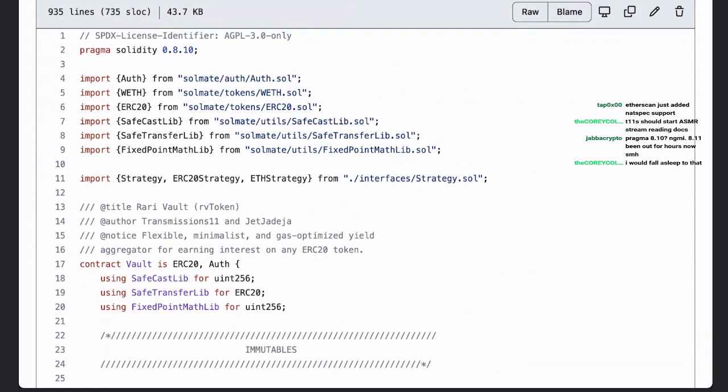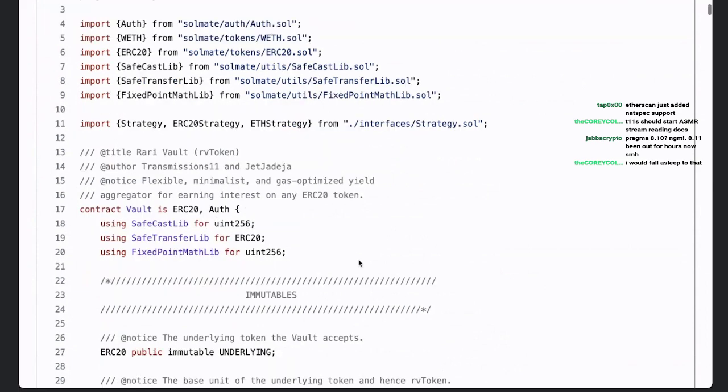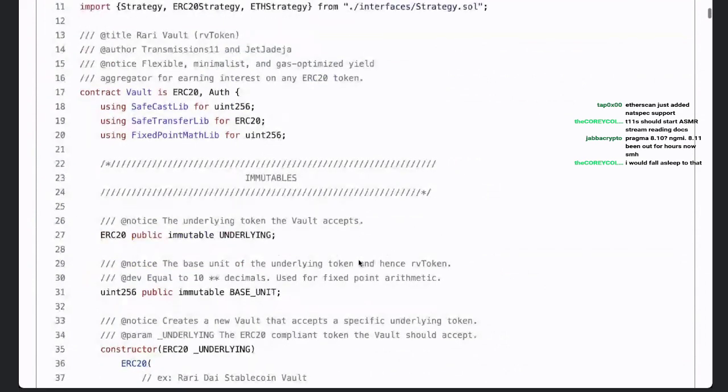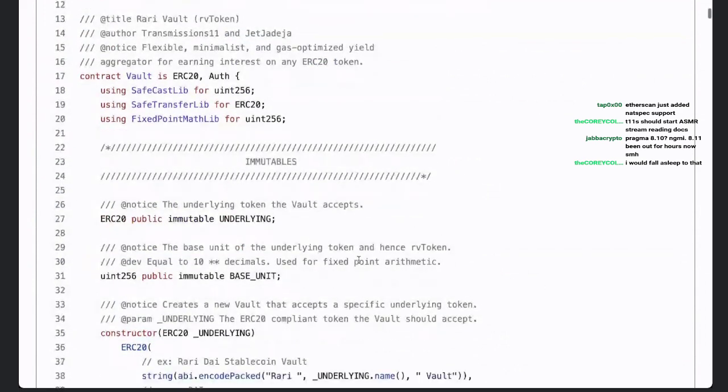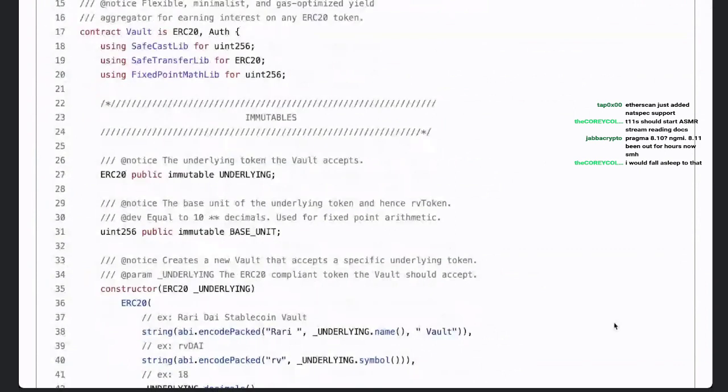Yeah, cool. So we've got safe casting, we've got safe transfer, and we've got fixed point math coming in over here. How did you find the current state of fixed point math libraries? Sorry for cutting you off there, Ben. Like, you've got Paul Berg's, you've got some other ones. Did you write your own fixed point math from scratch, or are you implementing someone else's?